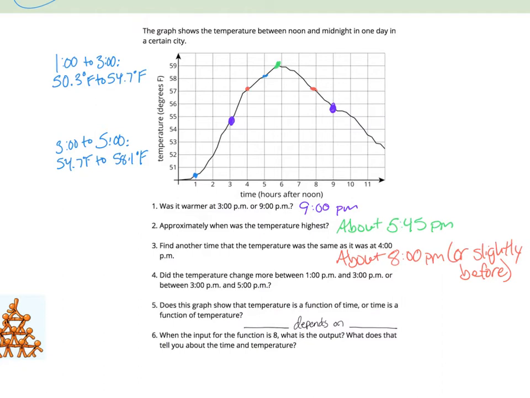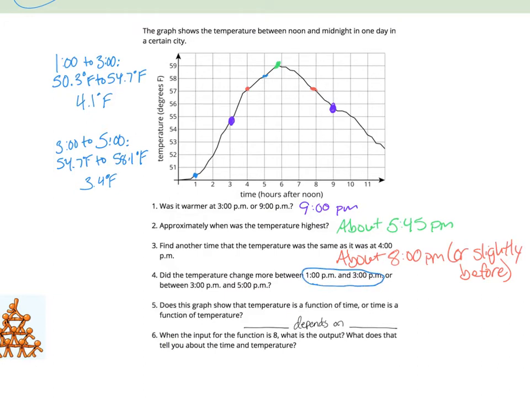Number 4 is a little bit more in depth in looking at this problem. Did the temperature change more between 1 p.m. and 3 p.m. or between 3 p.m. and 5 p.m.? So over here off to the side, I've written down my estimations for what those temperatures were at that time. And if we look at the difference from 1 to 3 p.m., it looks like it rose about 4.1 degrees Fahrenheit. And from 3 to 5 p.m., the difference there would be about 3.4 degrees Fahrenheit. So the correct answer is that it changed more between 1 p.m. and 3 p.m.